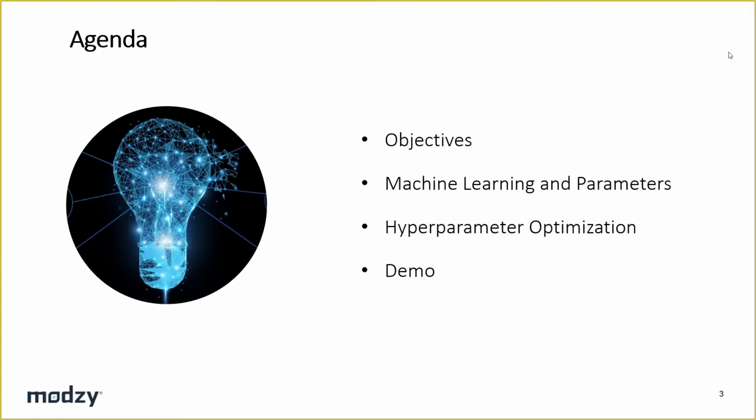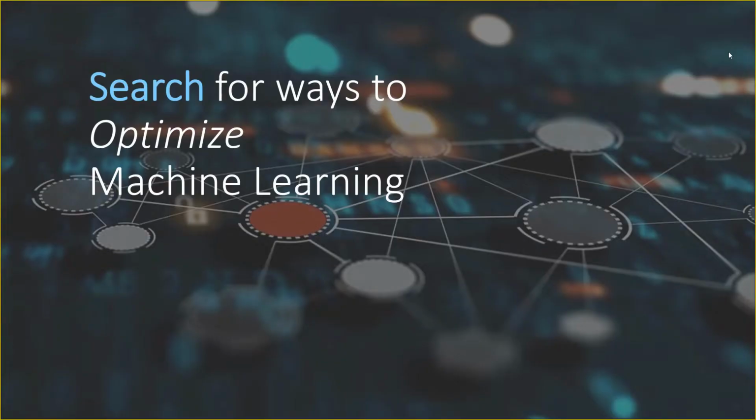The first thing I'd like to do is define some objectives and the purpose of who would benefit from this talk. Then we'll dive into some of those concepts I mentioned. What is machine learning and parameters? And then more specifically, what is hyperparameter optimization? What do we mean by that? And what are some examples of those parameters that we might tune? And then we'll transition into the demo, where I'll bring some of these concepts to real life and show from a practical standpoint how to implement them with some open source tools.